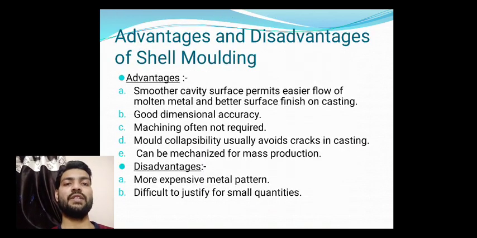Advantages and disadvantages of shell molding. Advantages: smoother cavity surface permits easier flow of molten metal and better surface finish on casting. Good dimensional accuracy. Machining often not required. Mold collapsibility usually avoids cracks in casting. Can be mechanized for mass production. Disadvantages: more expensive metal pattern, difficult to justify for small quantities.